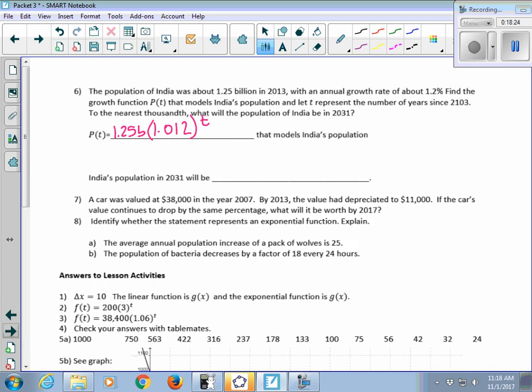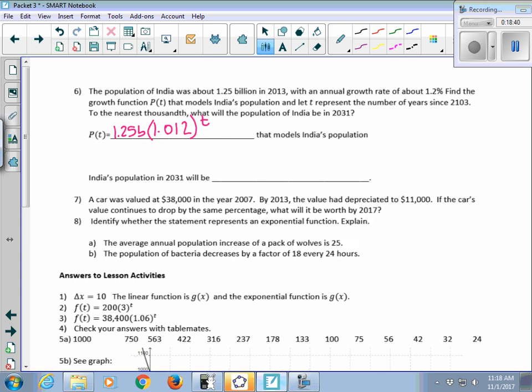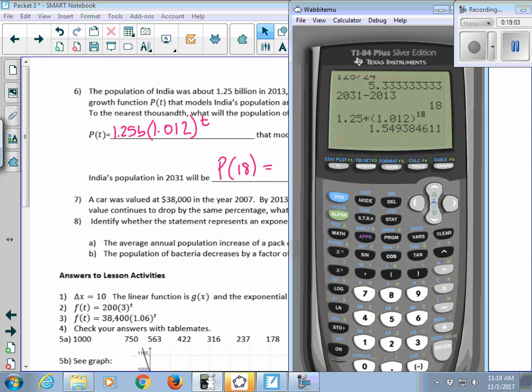And then India's population in 2031, well, how many years since 2013 is that? 2031 minus 2013 is 18 years. So I just have to evaluate P of 18. Have my calculator do it. I do 1.25 billion times 1.012 raised to the 18th, and I get approximately 1.55 billion.